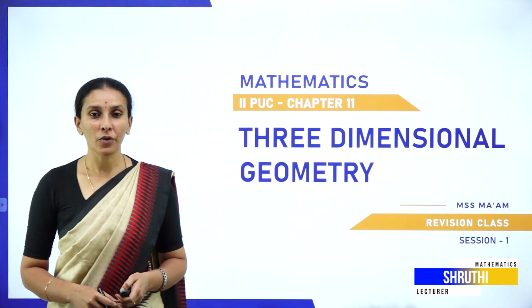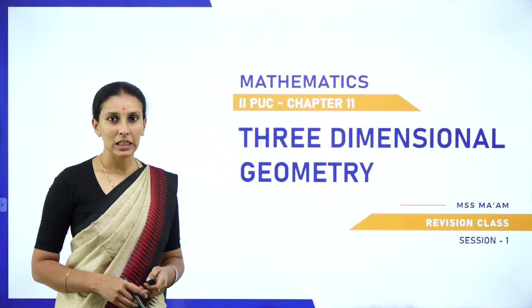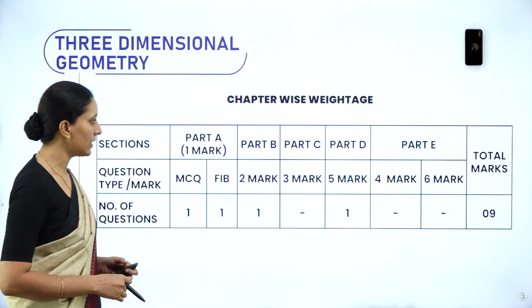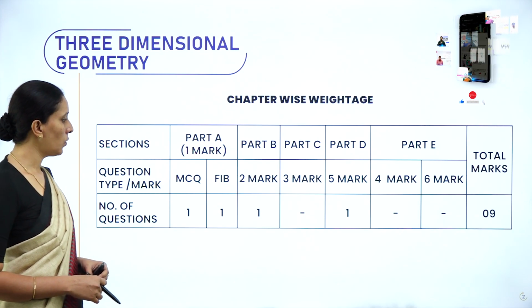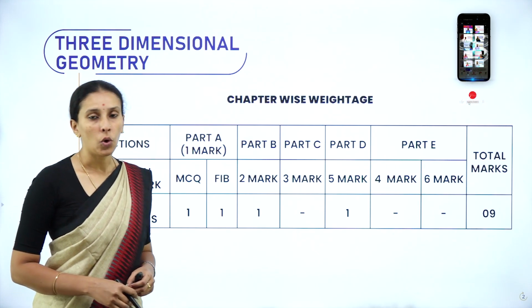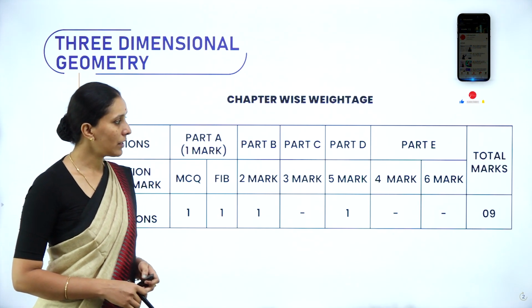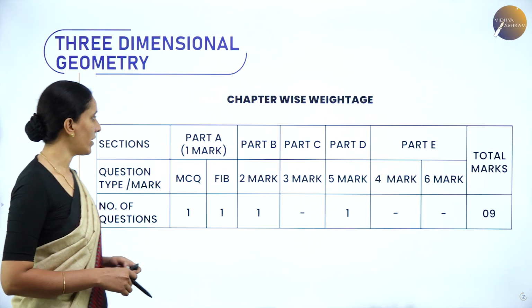Today in this session we are going to revise the chapter 3-dimensional geometry. So let's see the weightage of the content in this chapter. From this chapter, you will be having one MCQ, one fill in the blanks, one 2-mark question and one 5-mark question. Overall, in total, you can expect 9 marks from this chapter. So let's take few objective type of questions.